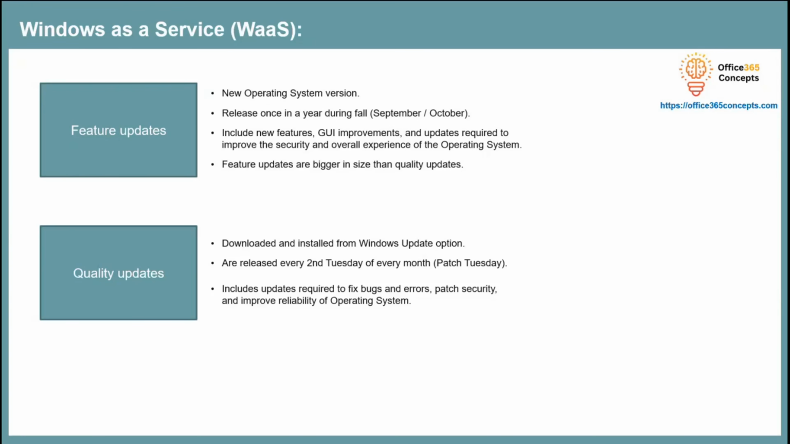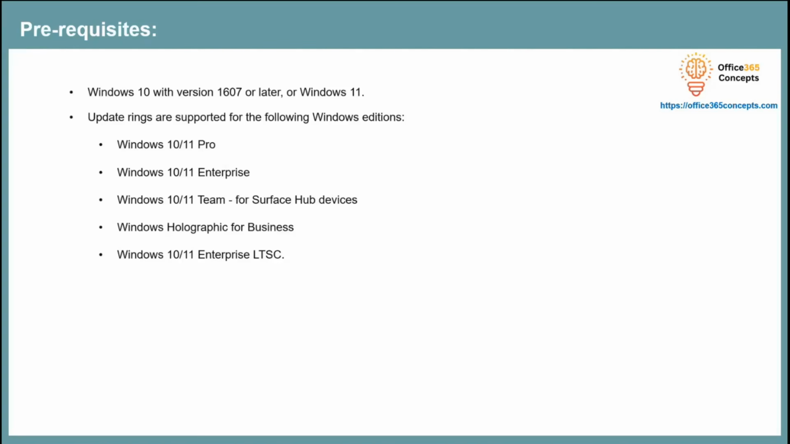Now let's talk about the prerequisites that are required to be met before you start managing the Windows updates in Microsoft Intune. The devices must be running Windows 10 with version 1607 or later, or Windows 11. Update rings are supported on Windows 10 or 11 Pro, Windows 10 or 11 Enterprise, Windows 10 or 11 Team for Surface Hub devices, Windows Holographic for Business, and you can also use the Windows 10 or 11 volume licensing version. But some of the features of update ring policies are not supported on these devices.